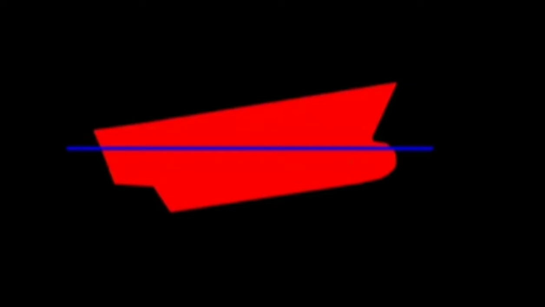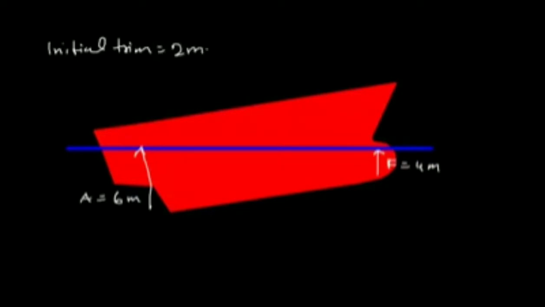Now let us take another example, and probably the last example to explain trim cost. Say forward, let me take this draft. Forward is 4 meter and aft let me take as 6 meter. So initial trim, let me write here, initial trim is going to be 2 meter by stern.